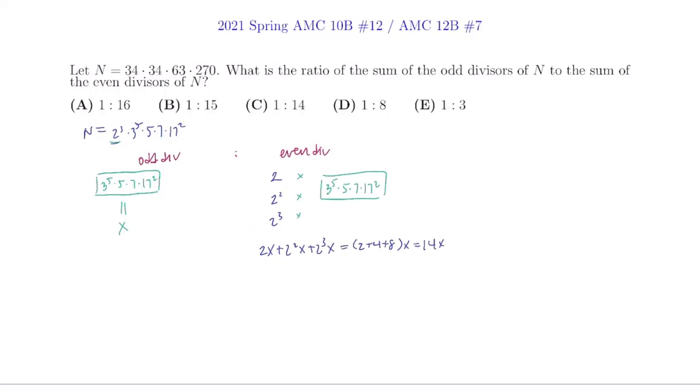So our left-hand side is x in a ratio to 14x. If we cancel out x from both sides of the equation, we are left with 1 to 14. And that is going to be our final answer, which is answer choice C.